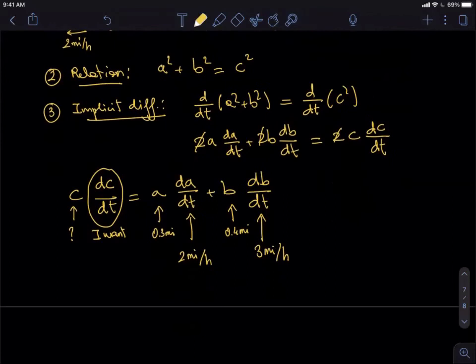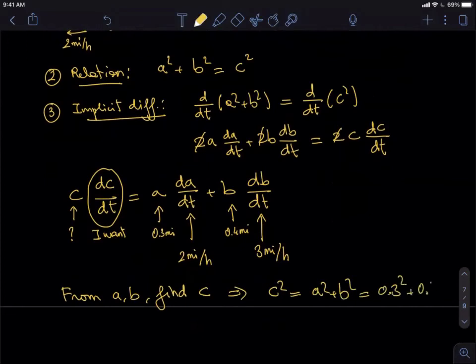Remember we have a, we have b, and we have a relation between them. So we can find c. c squared is a squared plus b squared, that is 0.3 squared plus 0.4 squared. So c is going to be the square root of 0.25. So I get 0.5 miles. And I take the positive because it's a distance. A negative distance doesn't make sense. It's the distance between them.